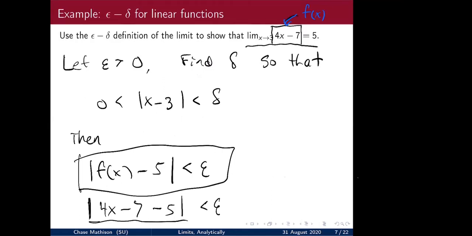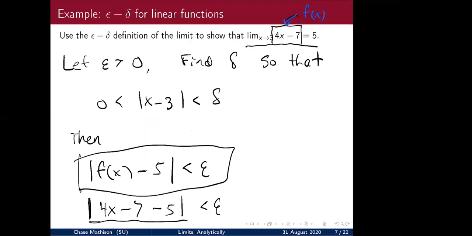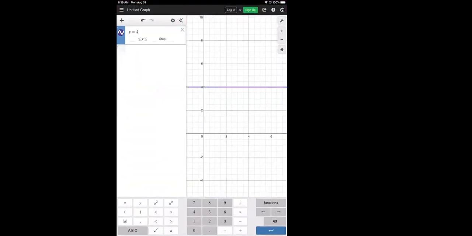Let's see your chat. Ah, that's an excellent question. Someone asked, what's the big picture? So let's look at, if I look at the line, we were looking at y equals, I forget what the function was. It was 4x minus 7. We're looking at y equals 4x minus 7, right? And we were looking at the limit as x approaches 2.